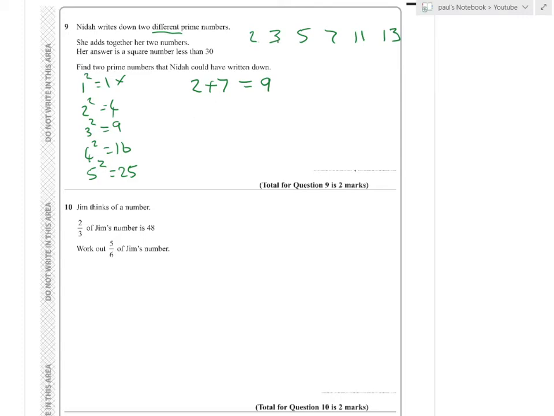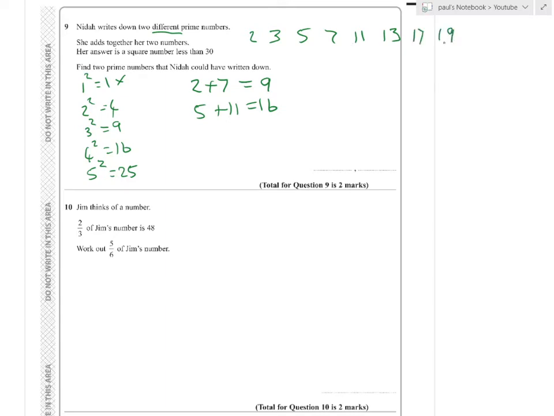So 3, 2, we've got 2 and 7. 11 and, no, can't make 16 out of anything. Yes, I can. 5 and 11. So I could have 5 plus 11 equals 16. And 13 and, maybe I need some more.